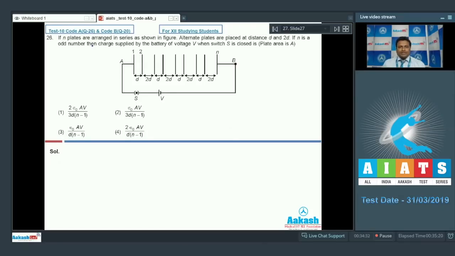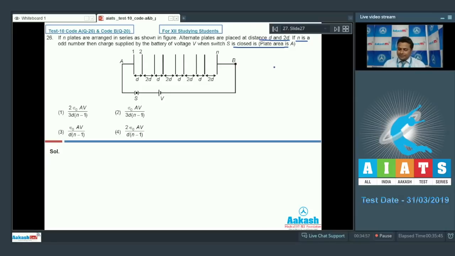So here is question number 26. If n plates are arranged in series as shown in the figure, the alternate plates are placed at a distance d and 2d. If n is an odd number, then the charge supplied by the battery of voltage V when switch S is closed will be what, given that the plate area is capital A.